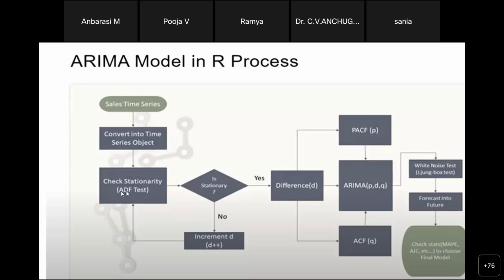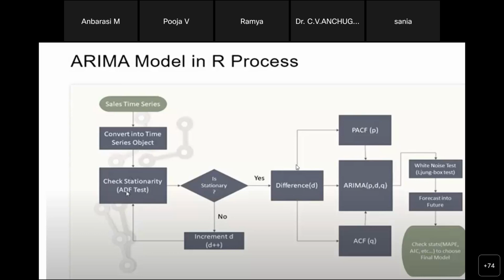Once you have converted the given data into stationary, because I already told you, with time series data, before applying any model, first it has to be converted into stationary values. Then only we can apply any of the techniques. So using the ADF function or ADF test, we will try to convert the given data into stationary. Once the given data is stationary, then we will find the difference.